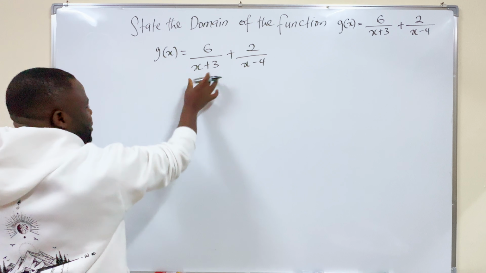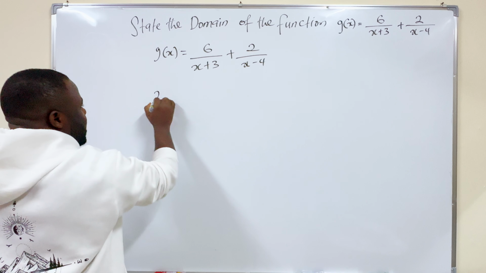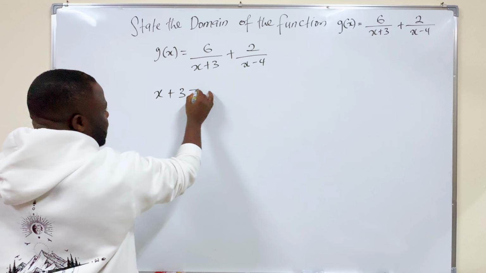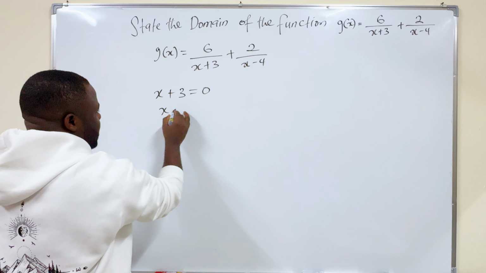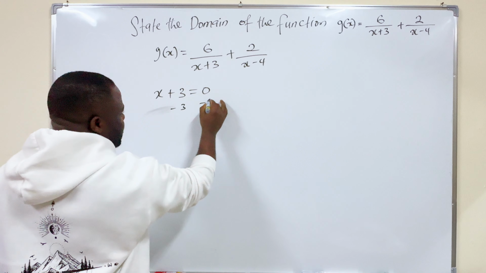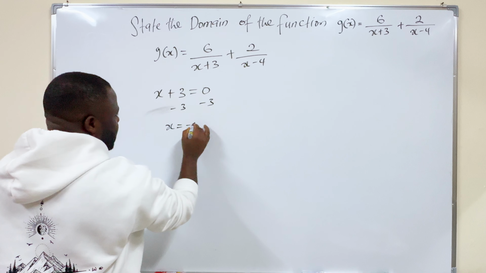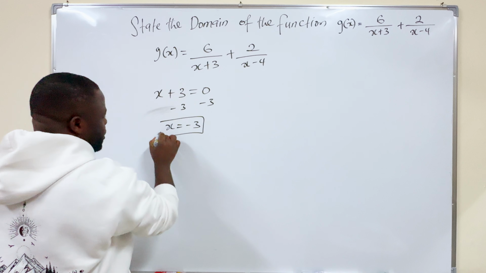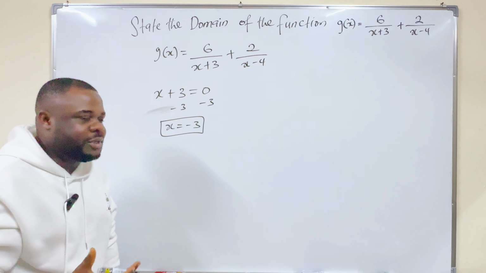You just take your denominator and say x plus 3 equals 0. So you subtract 3 from both sides, and x equals negative 3. So this is an excluded value. It's also called an excluded value.